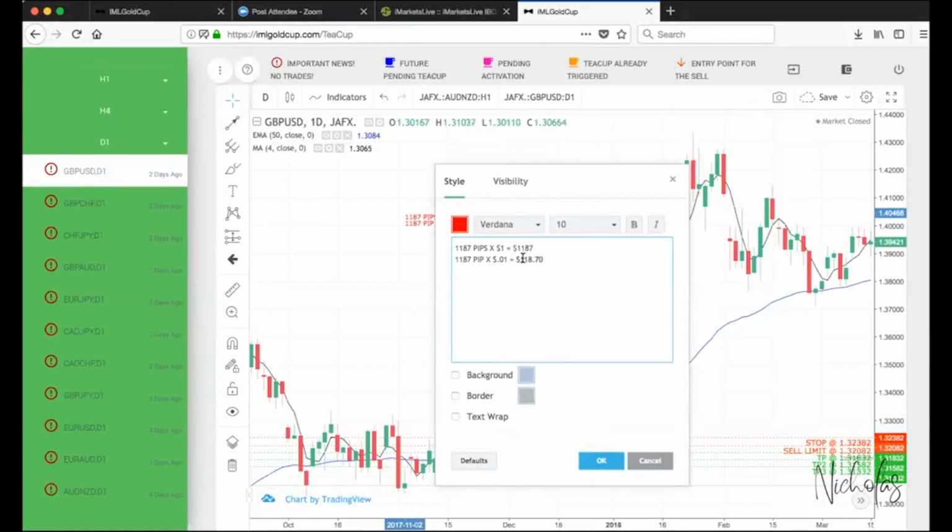Could you guys not agree that if you did a trade and it earned you $118.70, okay, and you only risked 10 cents at a time, would you not say that that would help you? Would that not help you?